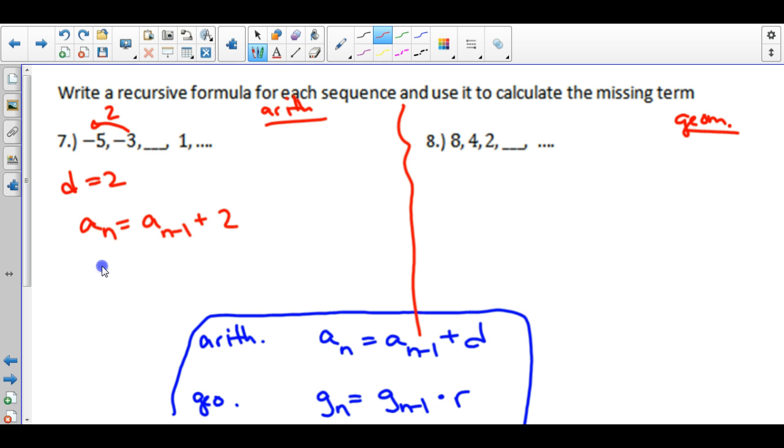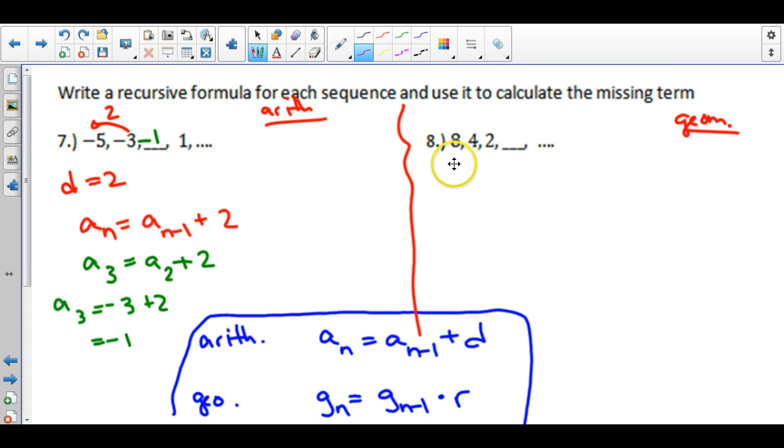My missing term is my 3rd term. So in order to find a_3, I need to take the term before it, which is a_2, and I just need to add 2. So a_3 equals, a_2 is my 2nd term, which is -3, and -3 plus 2 is -1. So that means that my missing term here is -1. And that would be it for that.